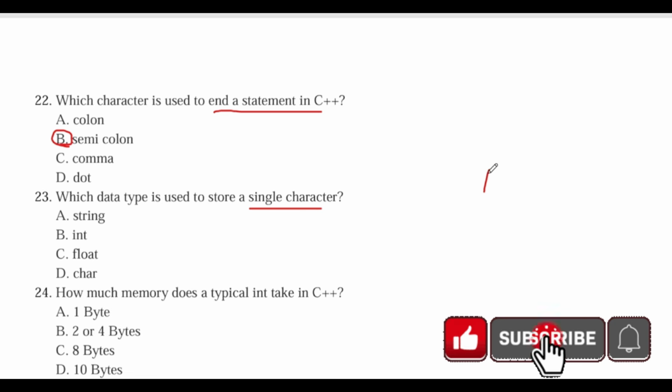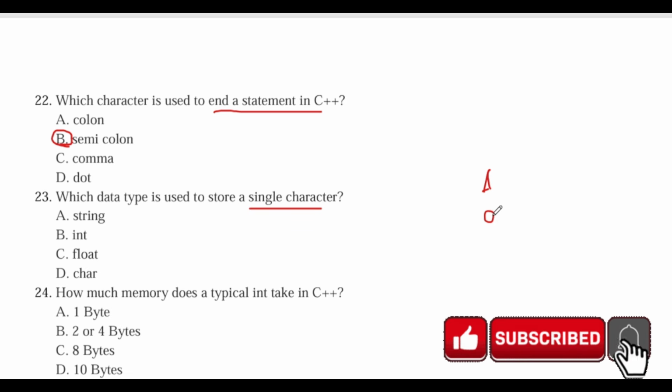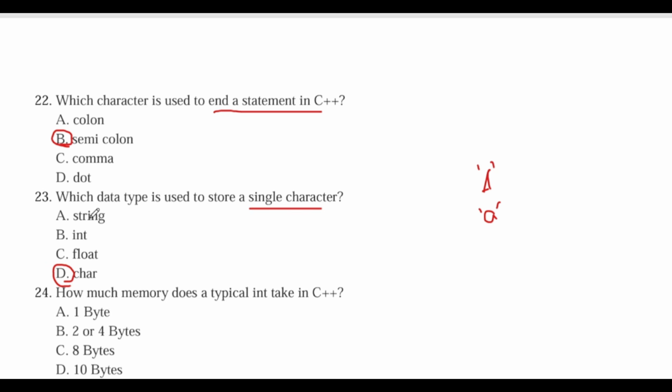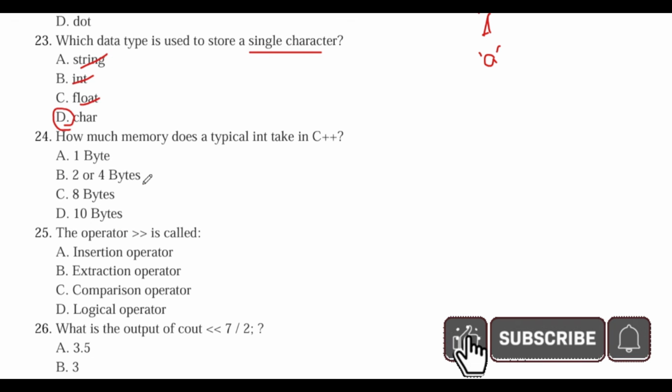Question number 23. Which data type is used to store a single character? Single character means like this one, A or this small a. You can say this is a single character. This is what you can use: char. This is for string. String means a sequence of characters. So these are not the answer. These are not the answer.